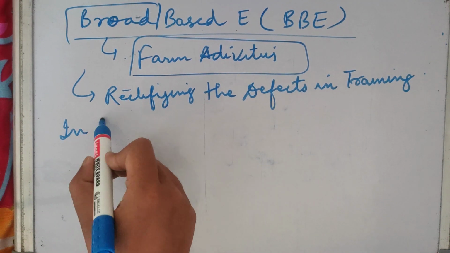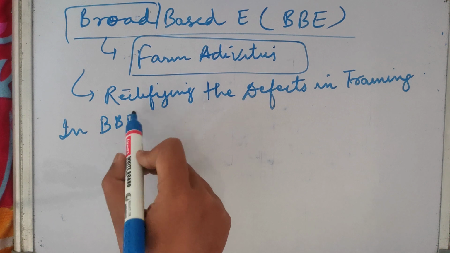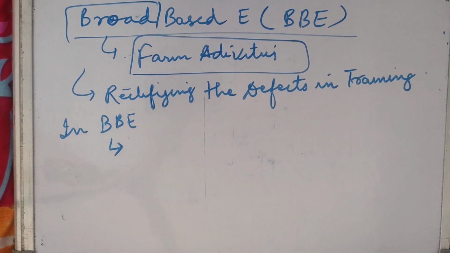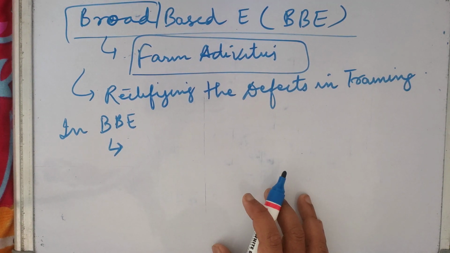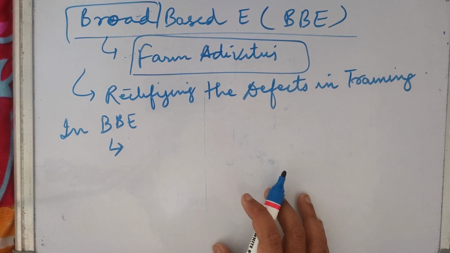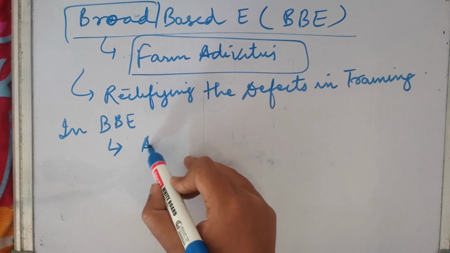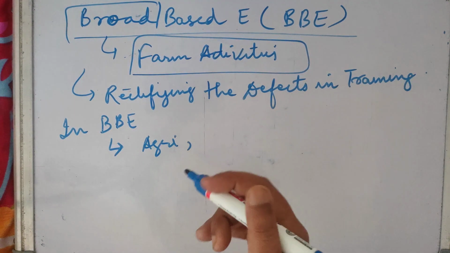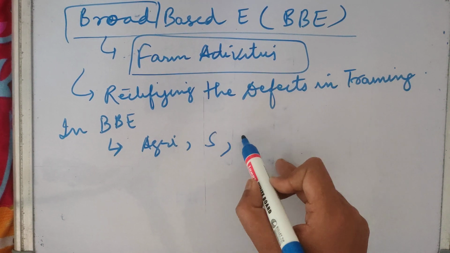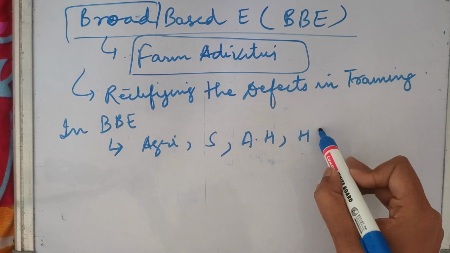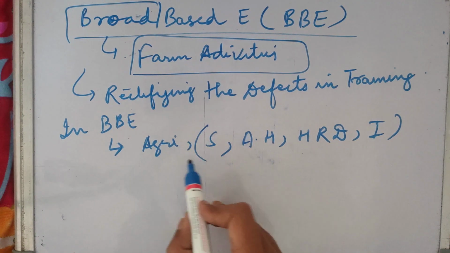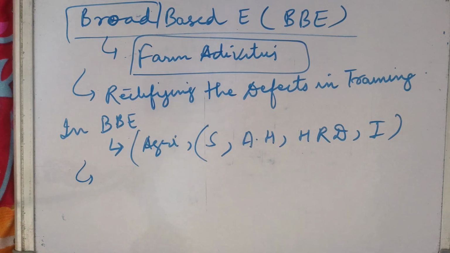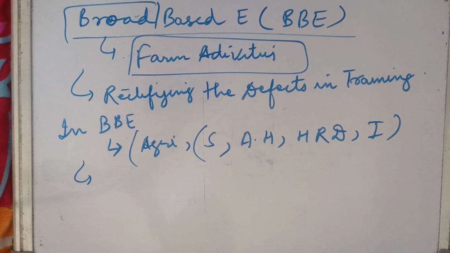In broad-based extension, the role of subject matter specialists was amplified, and they were given suitable broad-based activities. More scientists have been employed here: agriculture, sericulture, animal husbandry, human resource development, infrastructure. So more research is here in broad-based extension. They amplified the scientists, gave them workload, and broadened their scope.